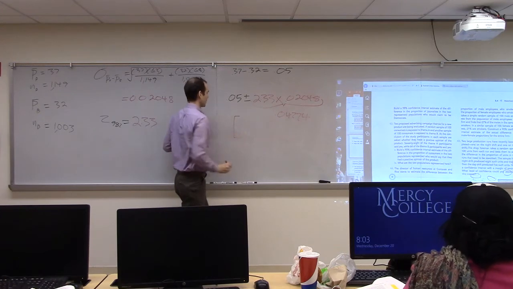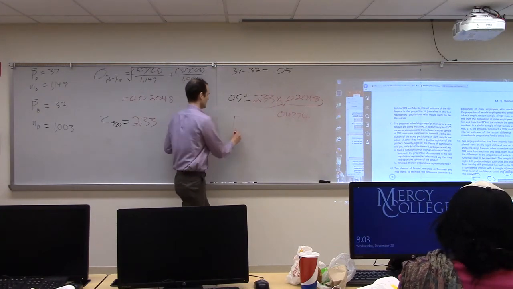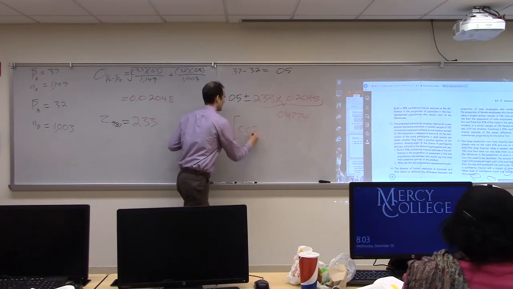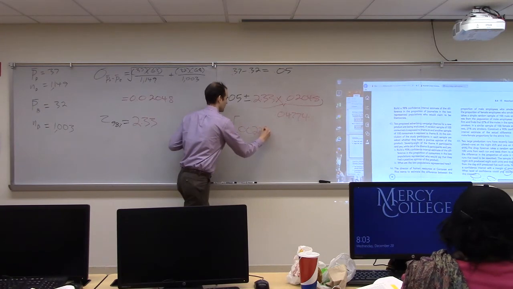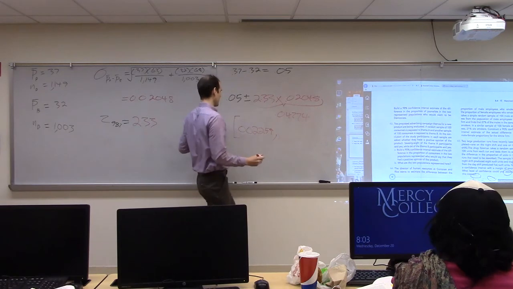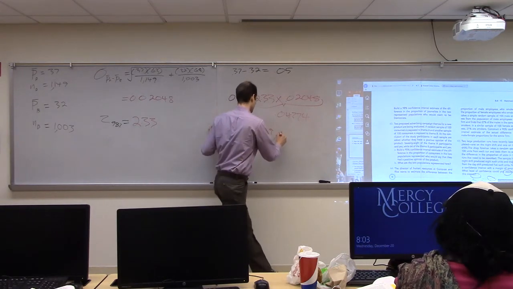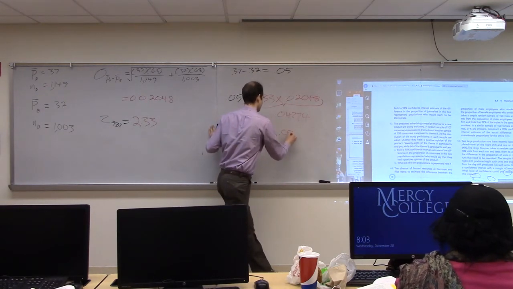What do we get for our lower bound? 0.002259. Alright, and our upper bound? 0.09774.